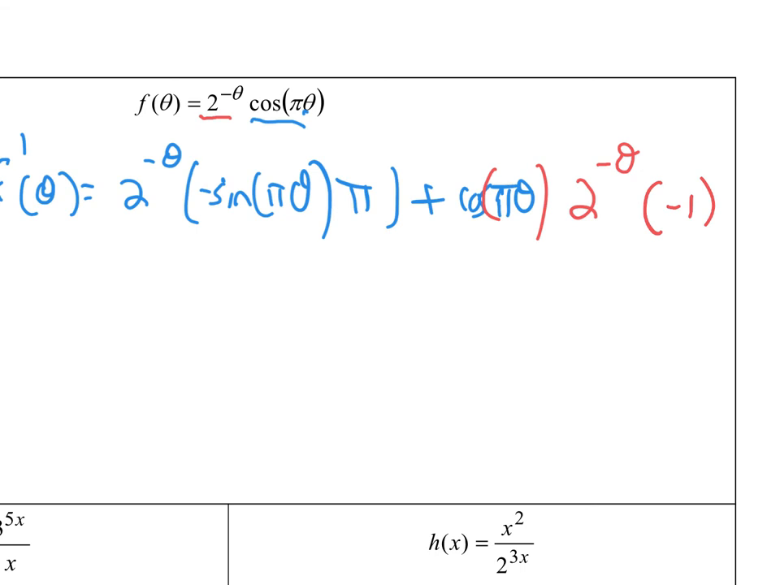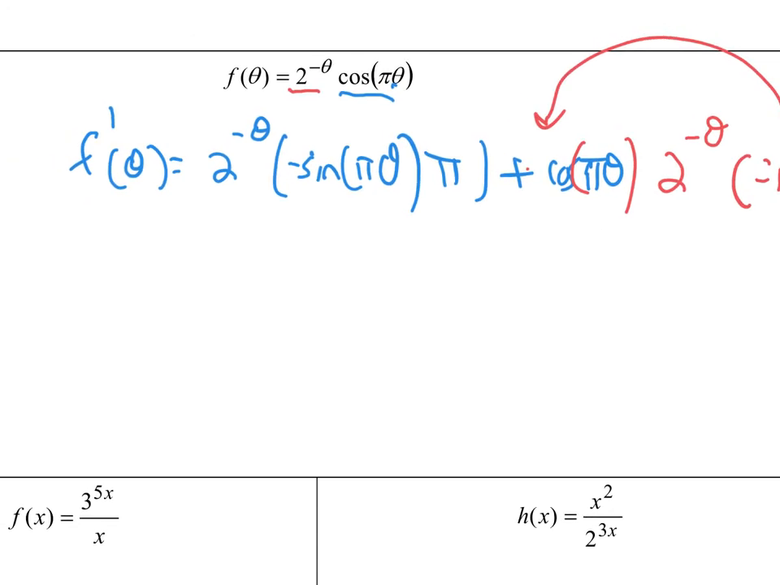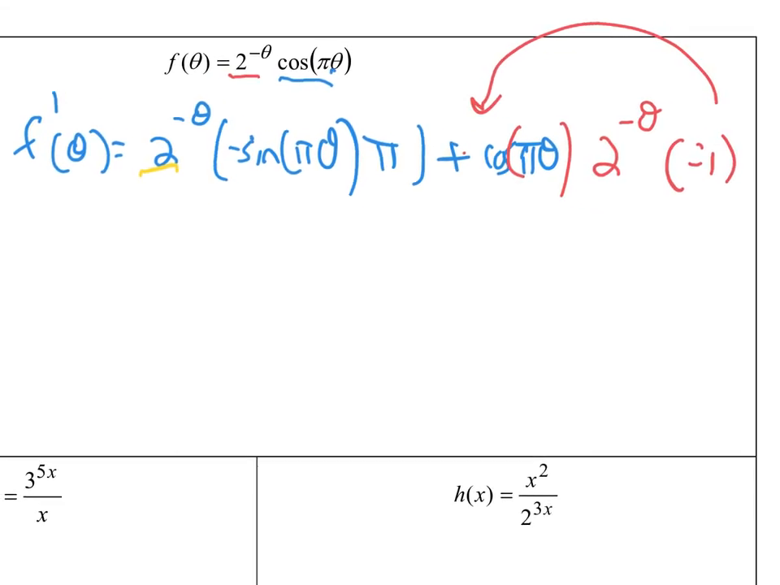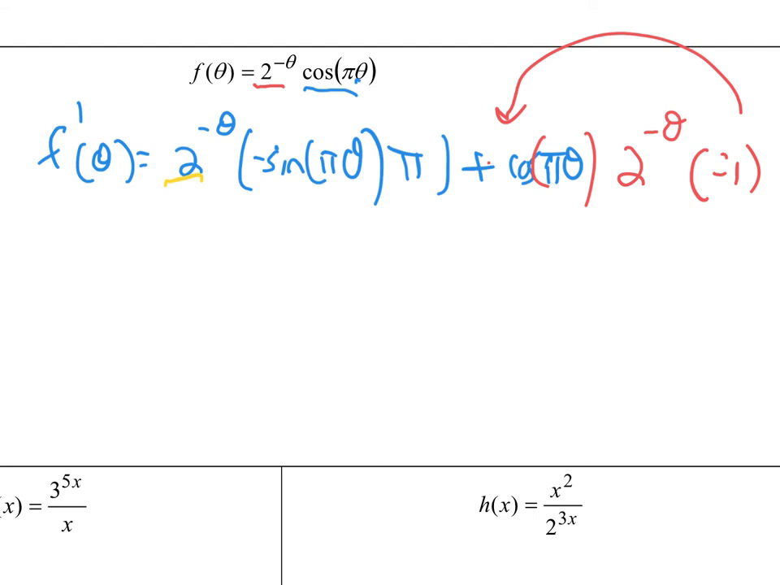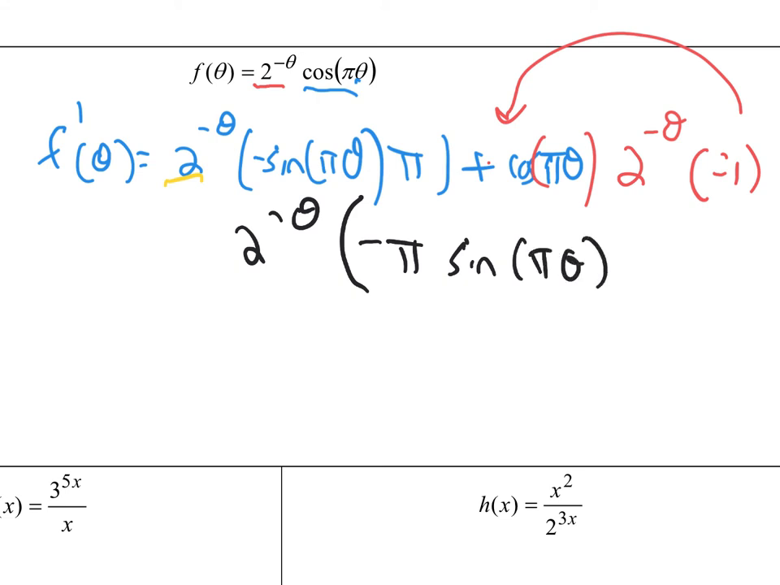That means this negative could actually be applied to here if you wanted to. So when I clean this up, what can I factor out? I definitely can factor out a 2 to the negative theta. Can I factor out the pi? No. Can I factor out cosine? No. So all I can factor out looks to me like the 2 to the negative theta, leaving negative pi sine of pi theta minus, because that minus is still here.